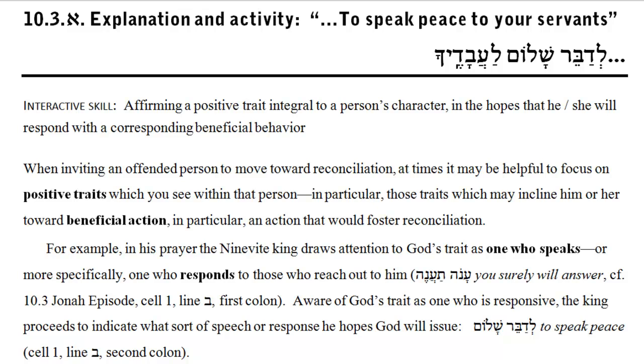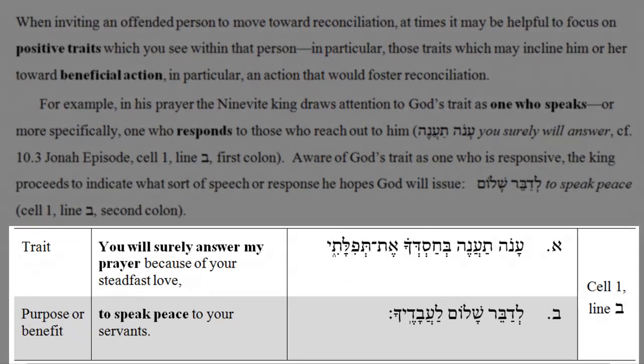Aware of this trait, that God is responsive, the king then proceeds to indicate what sort of speech or response he hopes that God will issue. God is one who speaks or responds, and he hopes that God will say or respond in the following way, namely, Ledaber Shalom, to speak peace. Here is the complete bicolon, cell 1, line bait: Ano ta'aneh bechastecha et tefilati. Ledaber Shalom la'avadecha.